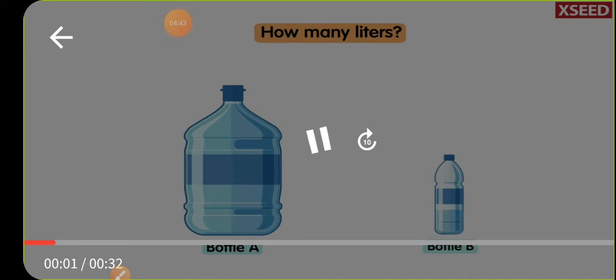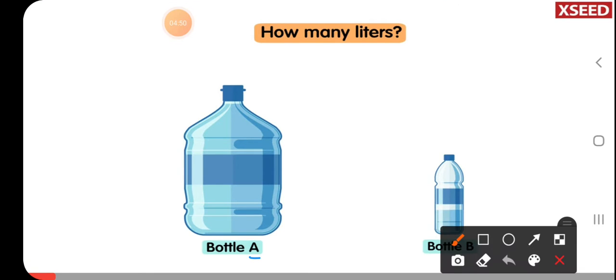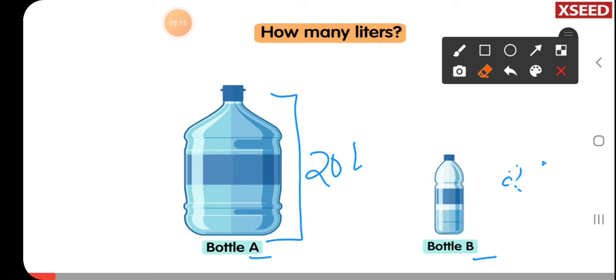Let's see how. See children, in this particular picture you can see two bottles. One is your bottle A and the second one is your bottle B. In bottle A, if you will see, it is a water can that generally comes to our houses, which can hold around 20 liters of water in it. Whereas bottle B can hold around 1 liter of water in it.